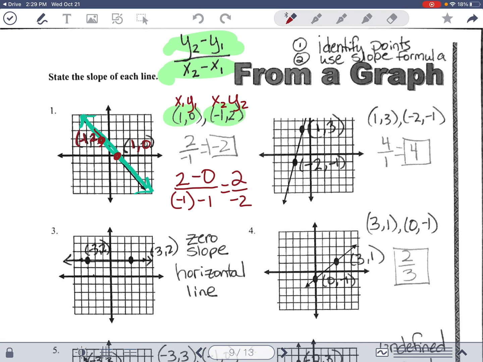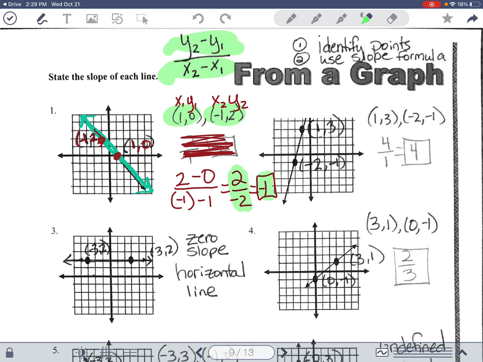-1 minus 1. My calculations are off right here. Ignore this. Okay, so -1 minus 1 is -2. So the slope on this one is actually -1, because if I simplify, 2 divided by -2 is -1. I had that one wrong.